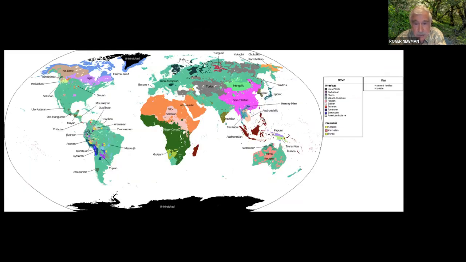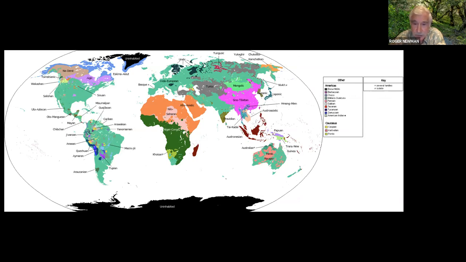And then this is just the language families. I just wanted to point out the current situation. All that green that you see is Indo-European. So that's English and Russian and Persian and Hindi and so on. These Indo-European languages have taken over a lot of the globe. But you can still see cultural variation.